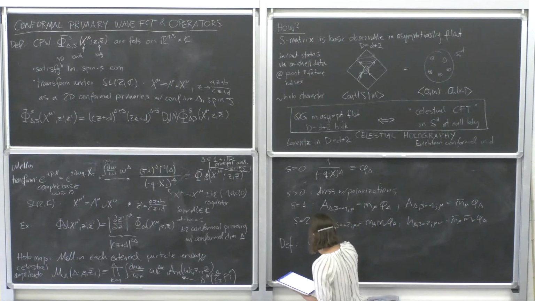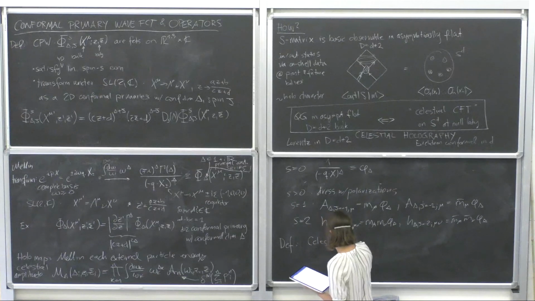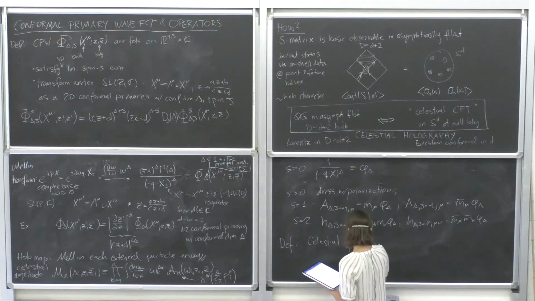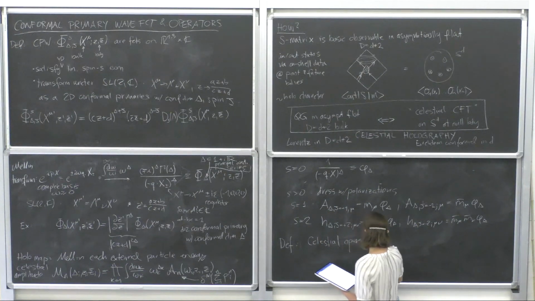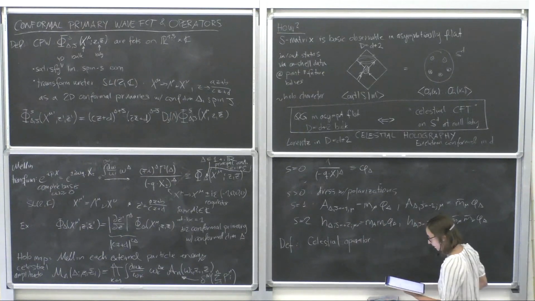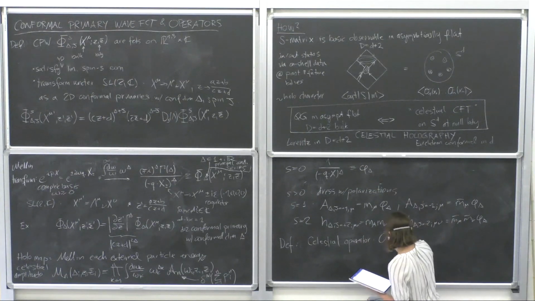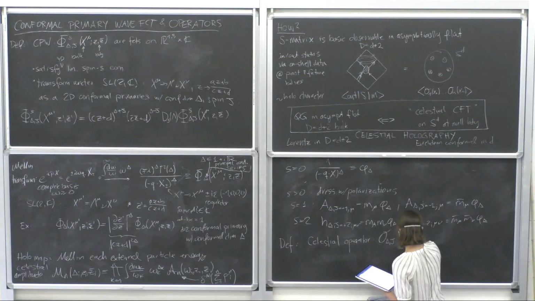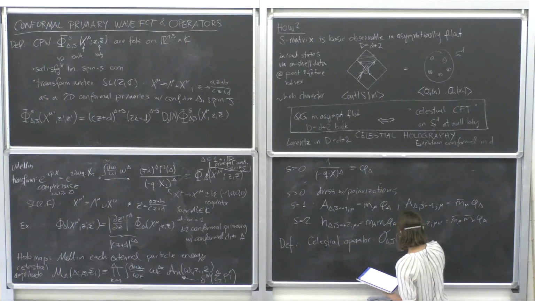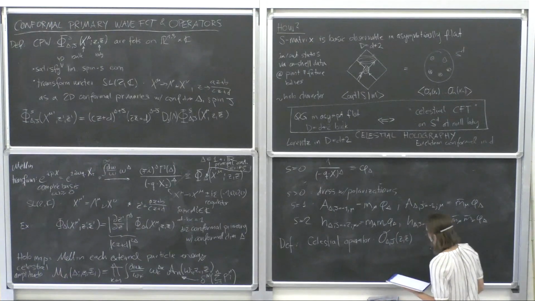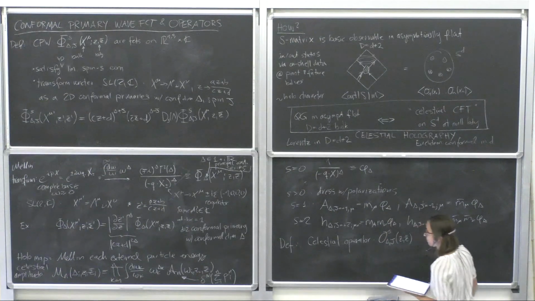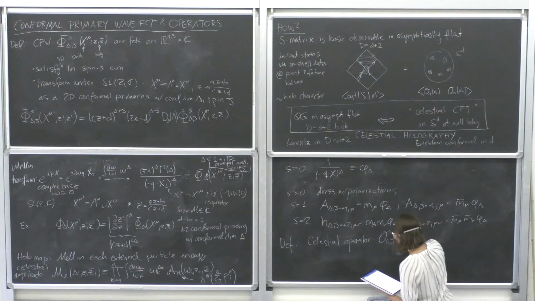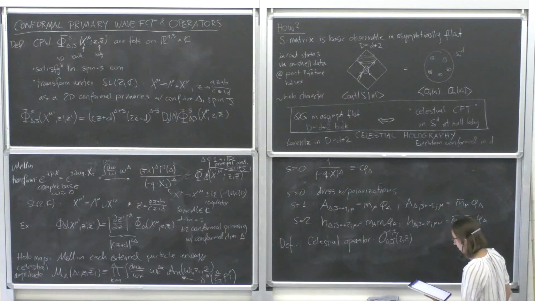So let me call it a celestial operator. This will be an operator defined on the celestial sphere. It will still carry the labels under the global conformal group, but now it only depends on the boundary points. Let me put the spin label here as well. And then depending on whether your particle is incoming or outgoing, there will also be this plus or minus label.